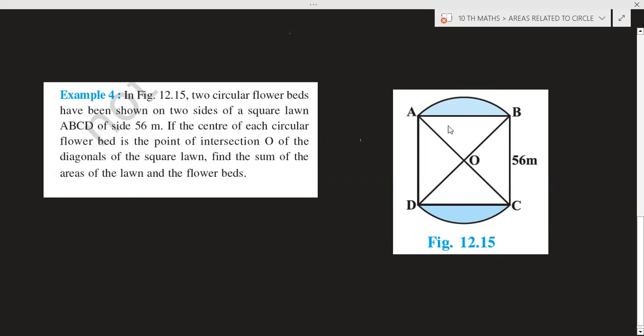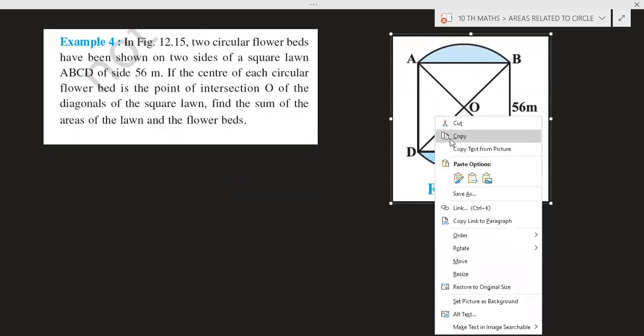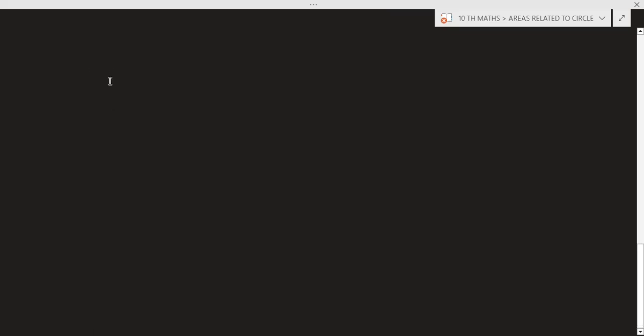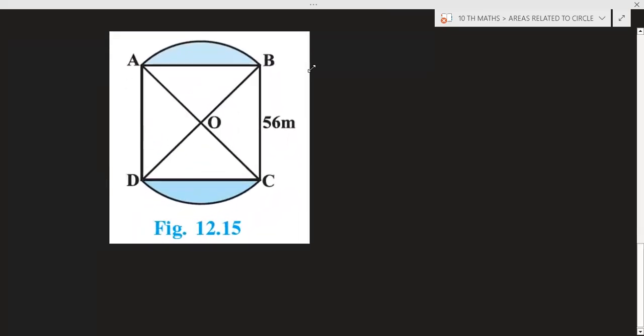So basically this point is the center of the circle. This is a part of a circle. When you complete this, it will become a circle, and that will have this center. They are saying find the sum of the areas of the lawn and flower bed. That means you have to find the total area: the area of the square, and these areas. So one by one we will find the area.